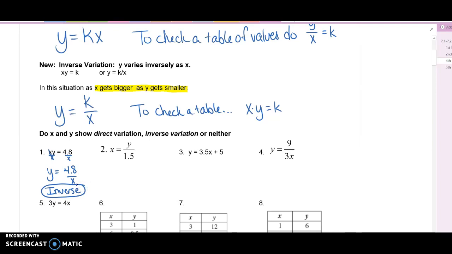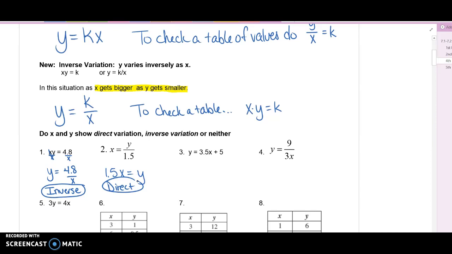Okay, number 2. The problem with number 2 is that x is by itself instead of y being by itself. We want to get y by itself so we can compare it to these two equations. So let's multiply both sides by 1.5. That will give us 1.5 times x equals y. Does that look like y equals kx? Or does that look like y equals k divided by x? So this is an example of direct variation.